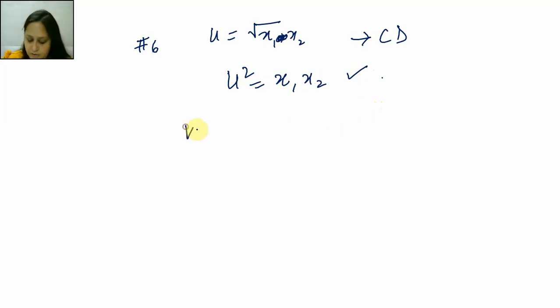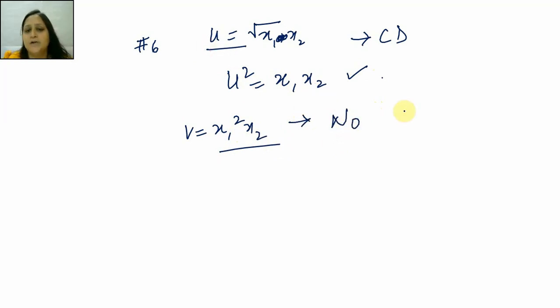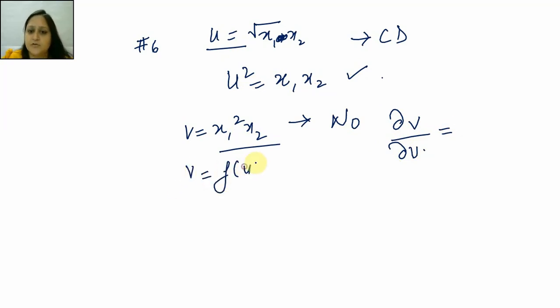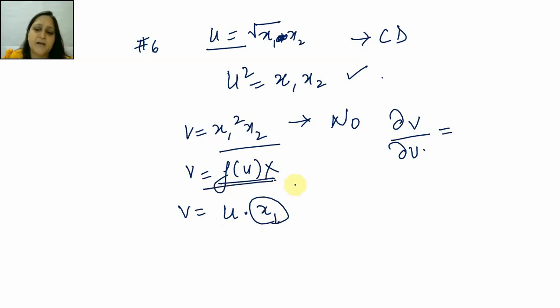Is the function v equal to x1 square x2 a monotonic transformation of this u? No. How do I know that? I should be able to write v as a function of u. Now what will be inside it? My v is not a function of u. I'm not able to bring it into that form, because when I write v, I have to write it as u into x1. I'm left with x1, and I can't bring it into this form, so I can't do this. Which is why this is not a monotonic transformation of this.